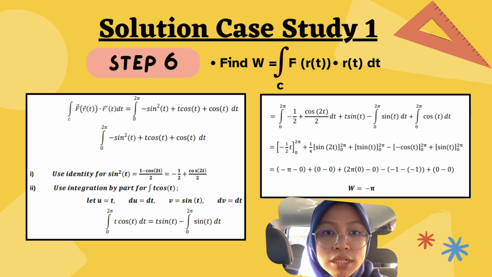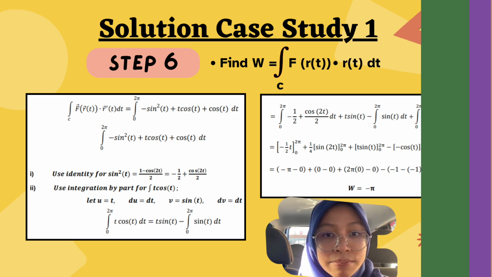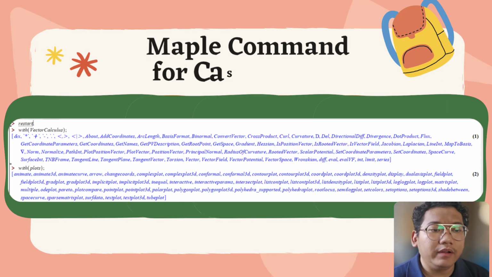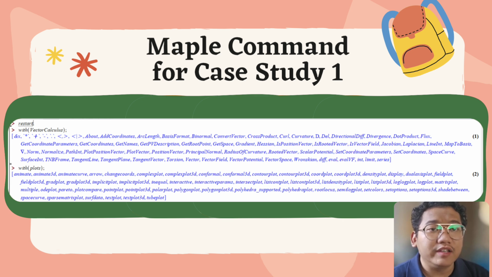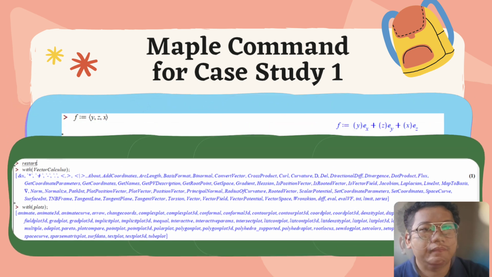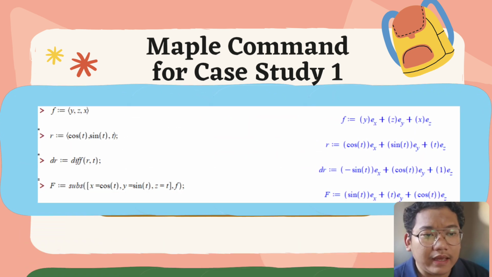Therefore, the work done by the swirling wind force field on the particle moving along the spiral cable is negative pi. So moving forward with the Maple commands for case study 1. Firstly, we loaded vector calculus and plots in order to access the functions needed to visualize our problem solving. And then we establish F and R, which is the parametric equation.